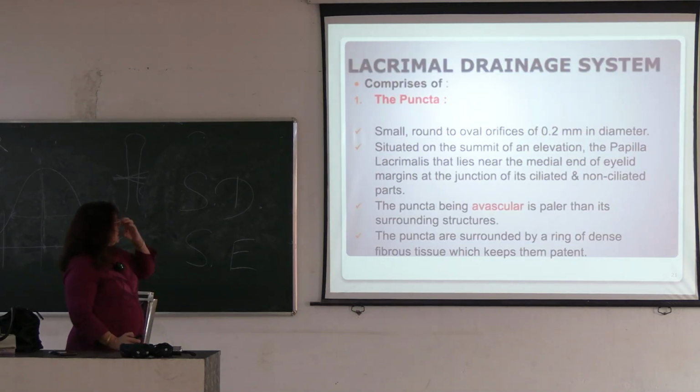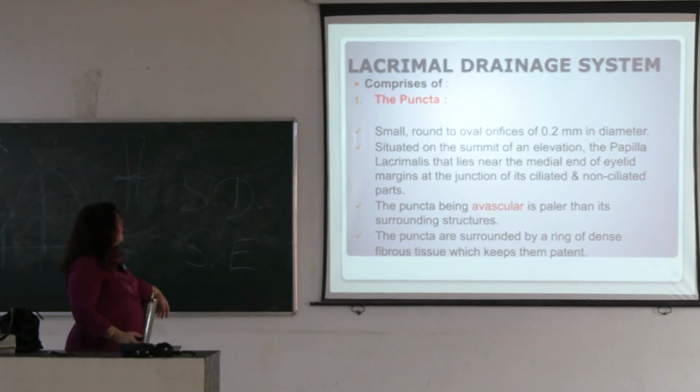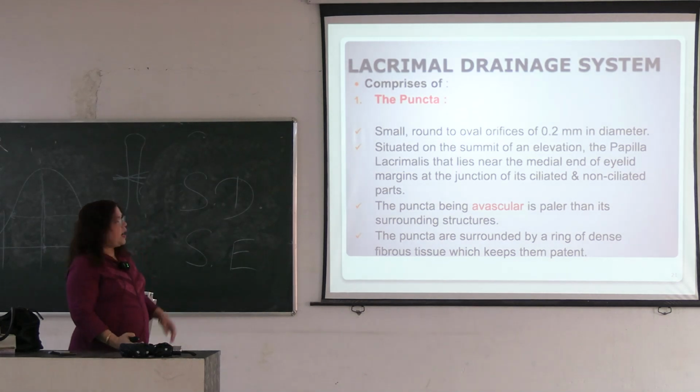Then the lacrimal drainage system. Here is the puncta. You see it? This is the lower puncta, and this one is the upper puncta. The puncta is a small round or oval orifice. Its diameter is 0.2 millimeter, and it is situated on the summit of the elevation, the papilla lacrimalis, that lies near the medial end of the eyelid margin at the junction of the ciliated and non-ciliated parts of the eyelid.